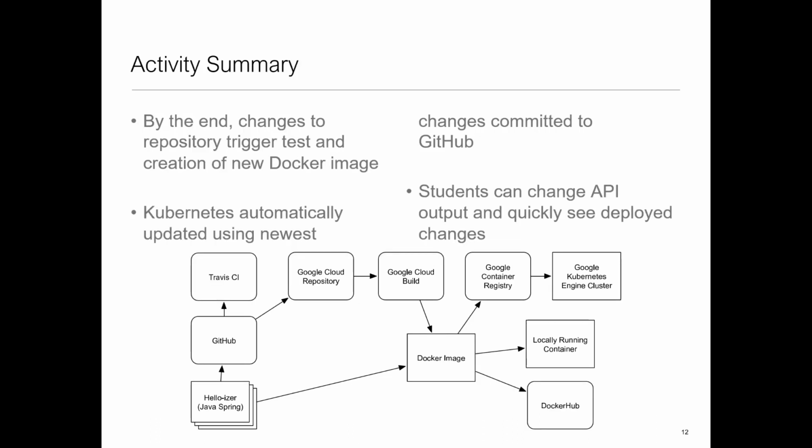Okay, so in summary, by the end of this, they have this working end to end where if they change something locally, push those changes to their GitHub repo, then that's going to trigger the rest of these steps. So they'll create a new Docker image, they'll update Kubernetes, they can change the API output then and quickly see the deployed changes.